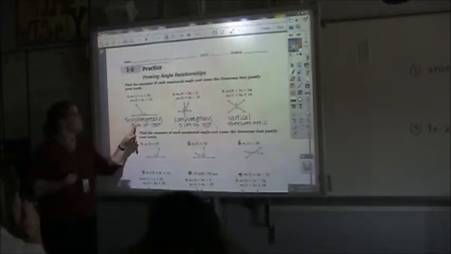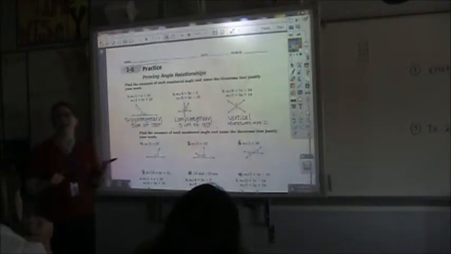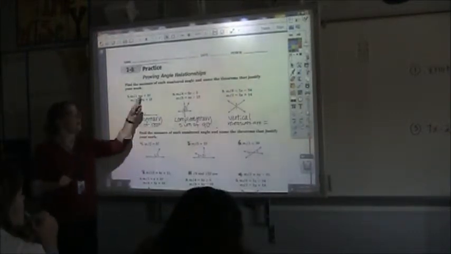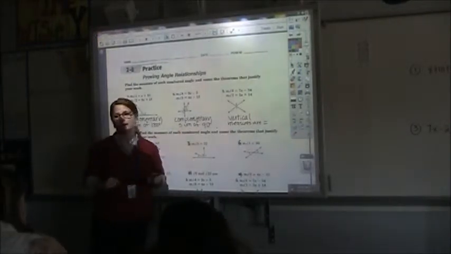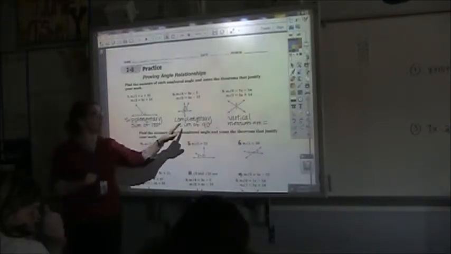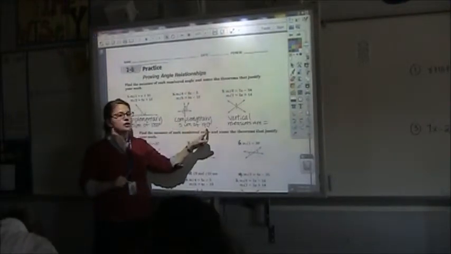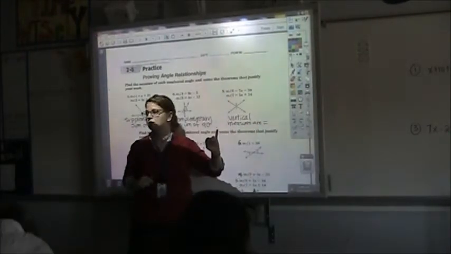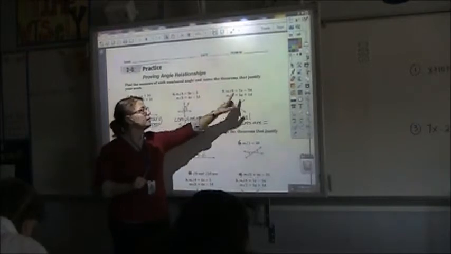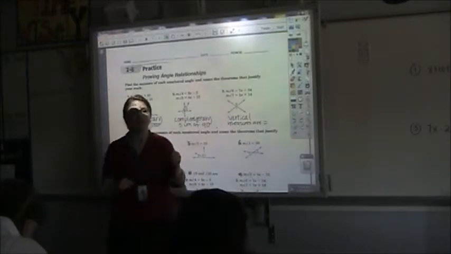Okay? So if it says sum of 180, sum means what operation? To add. So that means we're going to take the 2 expressions and we're going to add them. And since it's supplementary, when I add them together, it should equal 180. Complementary, sum of 90. So that means that I'm going to do what operation? Add. And when I add these 2 together, it should equal what? 90. And vertical, measures are equal. So instead of adding, these 2 expressions should just be equal to each other. So that tells me exactly how to set up my equation.